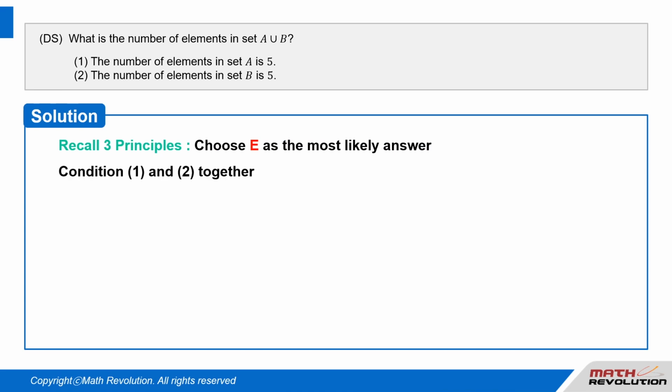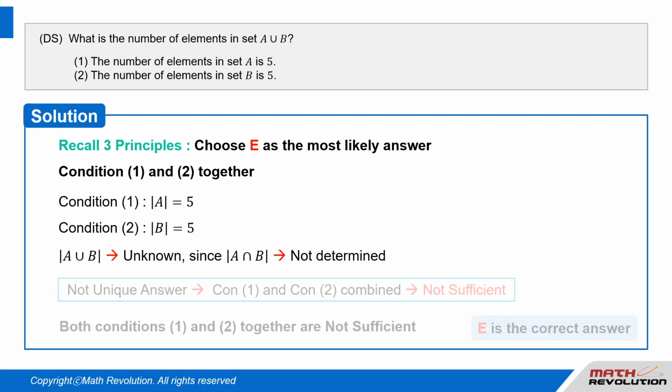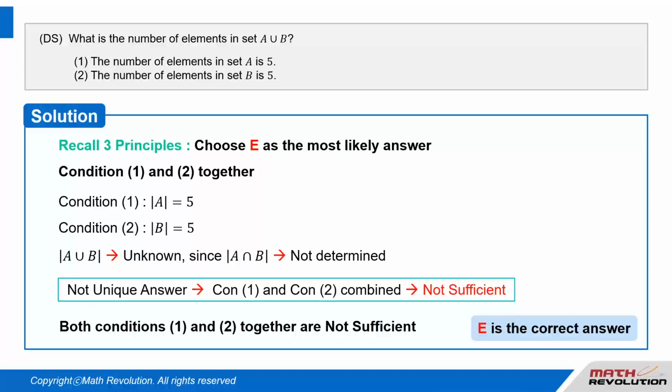Let's take a look at both conditions together. Condition 1 tells us that mod A equals 5, and condition 2 tells us that mod B equals 5. But we still cannot find the unique value of mod A union B, since we cannot determine the value of mod A intersection B, which means the number of elements in set A intersection B. So conditions 1 and 2 combined are not sufficient.